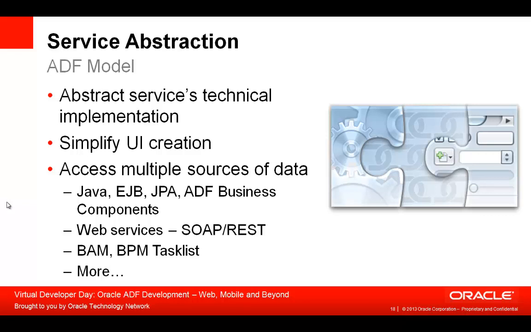What it does actually is abstract the service technical implementation from the UI developer. This means that no matter how the implementation was done for your business service layer, whether it's a simple Java class, a complete EJB with JPA backend, ADF Business Components, REST service, SOAP service, or many other options, you as a UI developer would be able to simply drag and drop it and create UI interfaces on top of those business services. We use the same binding technology, whether you're developing web interfaces, mobile interfaces, or even desktop interfaces.